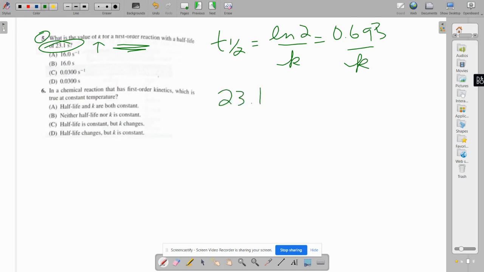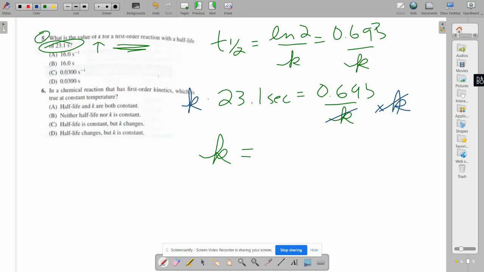So 23.1 seconds equals 0.693 divided by K. We want K all by its lonesome, so I'm going to multiply both sides by K, and then to get rid of the 23.1, I'm going to divide both sides by 23.1. Effectively it's 0.693 divided by 23.1. You can probably tell that the answer can't be 16, because 0.6 divided by 23 is obviously going to be a decimal.